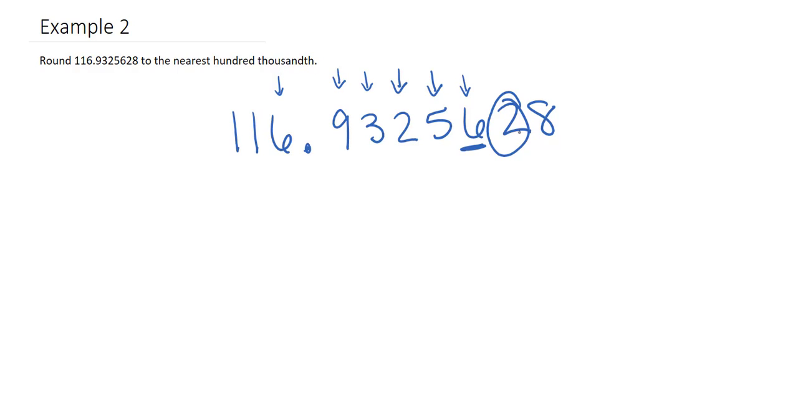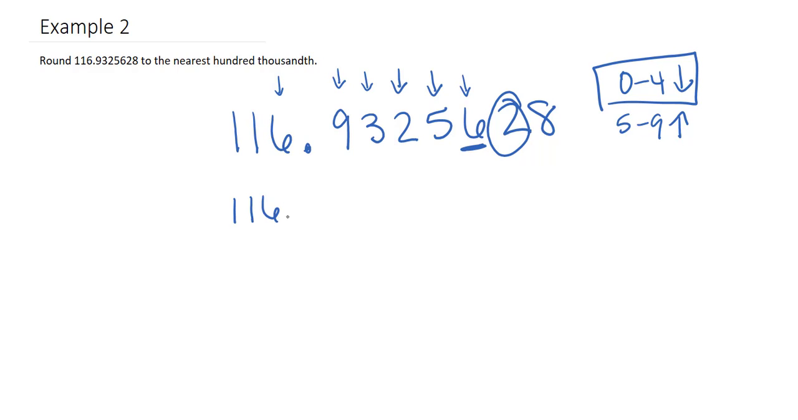Here's our 100,000s. We're looking to the millions to determine if we're rounding up or down. Between 0 to 4, we round down. Between 5 to 9, we round up. As we look, we notice that the 2 is between 0 to 4, so that means we're going to round down to the 6. So it's just the full 6, and then we could go 0, 0. Everything after the 100,000s place value, we just change to zeros.